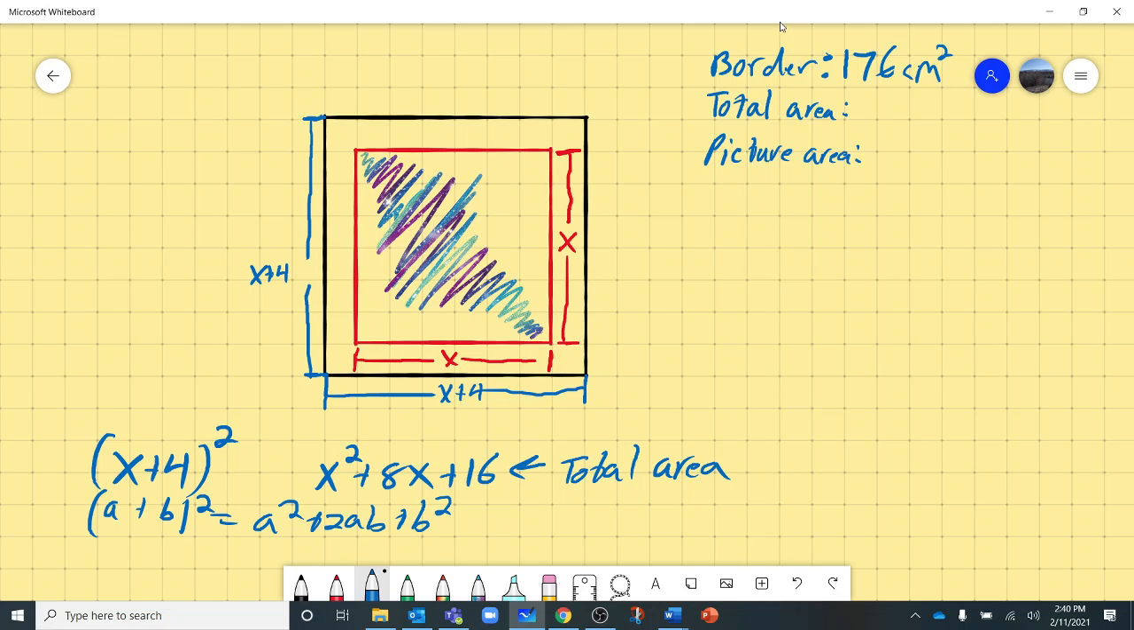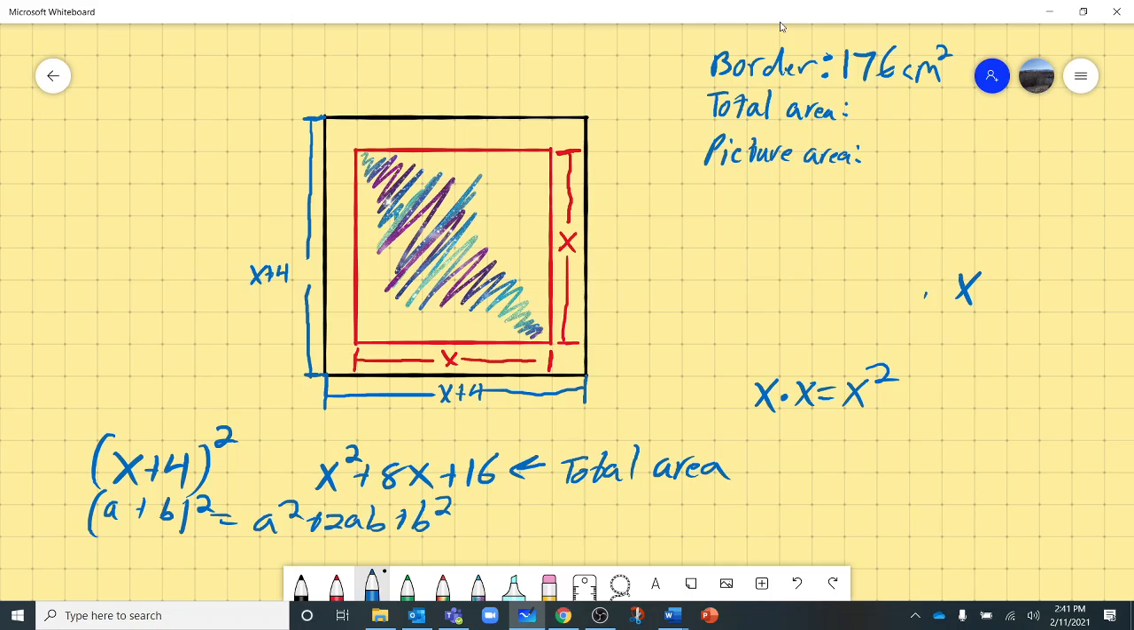That gives us a nice polynomial to represent the total area, but it doesn't tell us in centimeters squared, which is what we're looking for. So in order to find the border area, we need to take the total area and subtract out the area of the picture. And we need to know what the area of the picture is as well. If one side of the picture is x and it's square, then it's going to be x squared, or x times x.